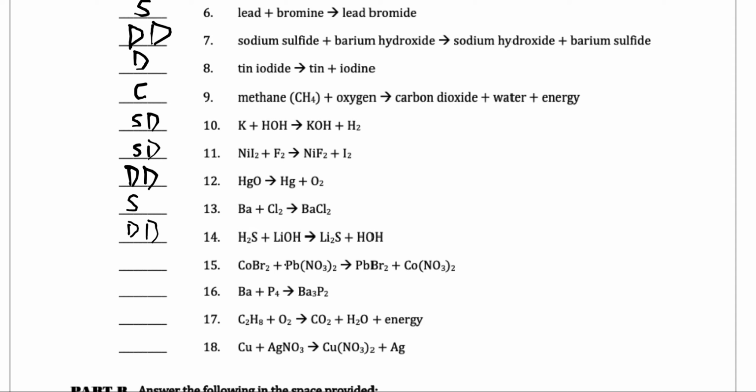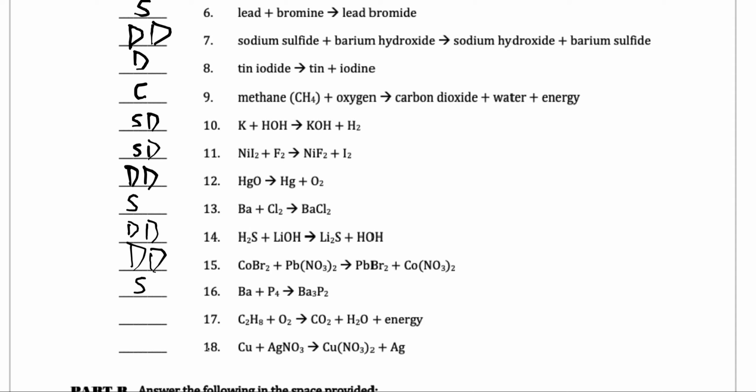CoBr2 plus Pb(NO3)2 results in PbBr2 plus Co(NO3)2. Okay, so these two switch, right? So Co and Pb switch, therefore resulting in, once again, double displacement. Ba plus P equals Ba3P2, so that's a clear example of synthesis.